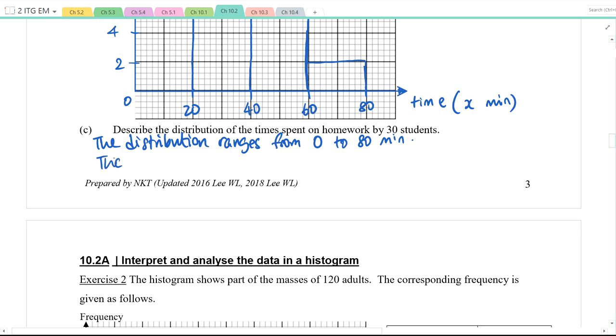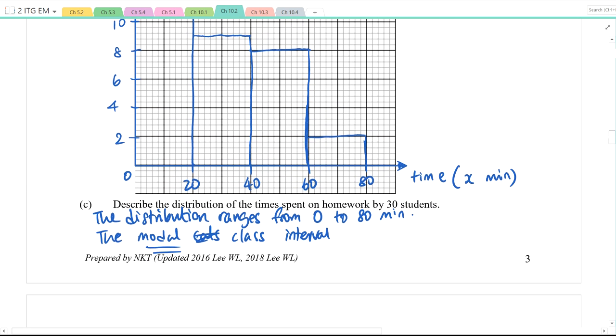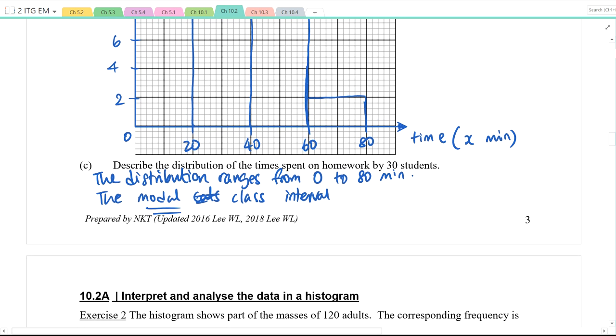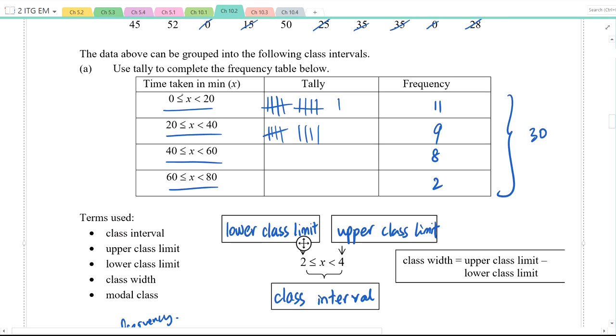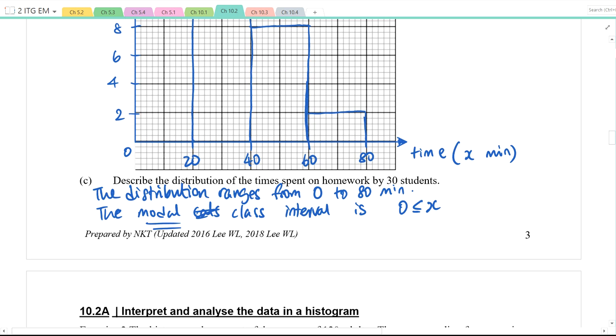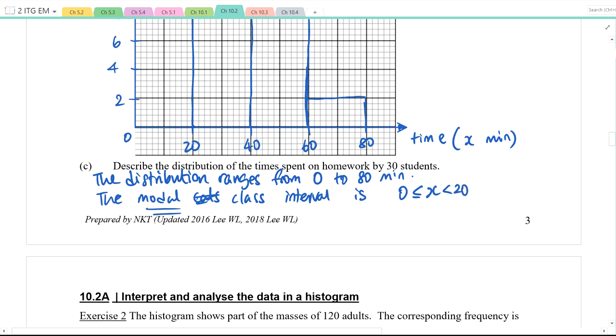The modal class interval, again modal class meaning the highest frequency, in this case must be from 0 to 20. Be careful of your inequality sign. It is actually from 0 including the 0 to 20 but excluding 20. Okay, that's one way you can put it. Or we can say most of the students spend 0 to 20 minutes on homework.